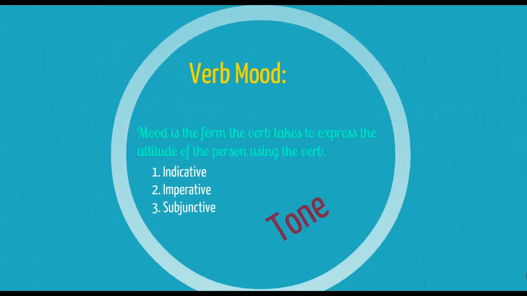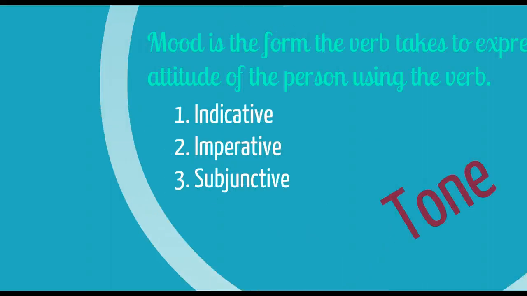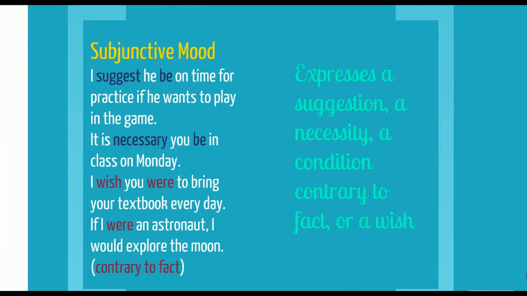And then you'll see our last one is the subjunctive. The subjunctive is actually one of my favorite verb moods. It's really kind of fun to use, and unfortunately nobody in English really actually uses it correctly anymore. So we're going to look at it, we're going to bring back the correct use of the subjunctive. So now the subjunctive mood, you can see, expresses a suggestion, a necessity, a condition contrary to fact, or a wish.